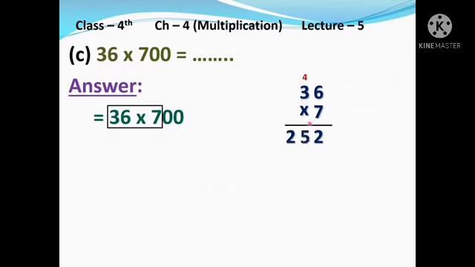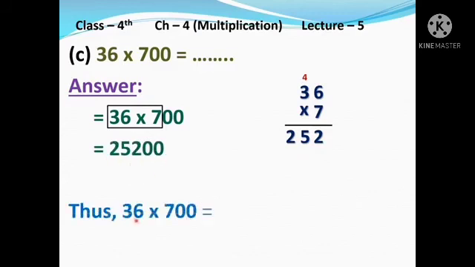Write 25 here. Okay, so 36 multiply 7 equal to 252 and then place 2 zeros to the right side of the product. So answer will be write down equal to 25,200. Write down thus 36 multiply 700 equal to 25,200. Okay.